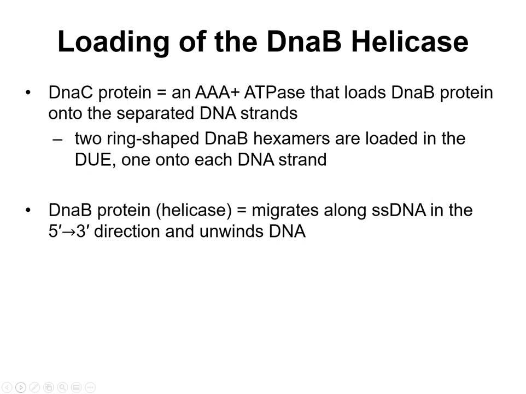DnaB is a helicase. It migrates along the single-stranded DNA in the 5' to 3' direction, which is the direction of replication. And the direction of the replication fork. And it unwinds the DNA. So it primes the way for the DNA polymerase.